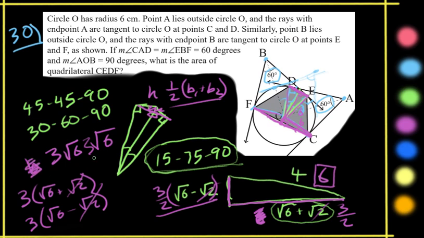And now we just get 9 times 6. 9 times 6 is 54. 54 was the answer.